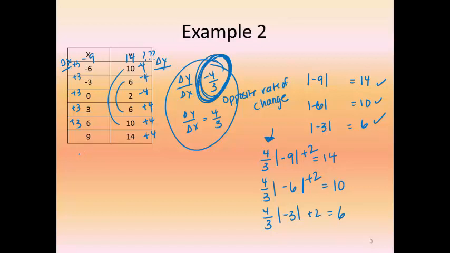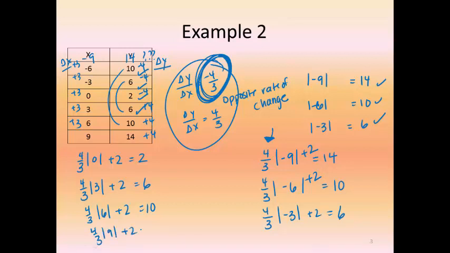Let's double check to make sure it works on the rest. 4/3 times the absolute value of 0 plus 2 equals 2. 4/3 times the absolute value of 3 plus 2, that's a 4 plus 2, that equals 6. So now we got all of these so far. And then I've got the last 2, 4/3 times the absolute value of 6 plus 2, this is 8 plus 2, that equals 10. And lastly, 4/3 times the absolute value of 9 plus 2 equals 14. So in fact, it does work. So here we have 4/3 times the absolute value of x plus 2 equals y. And this is the model of this graph.